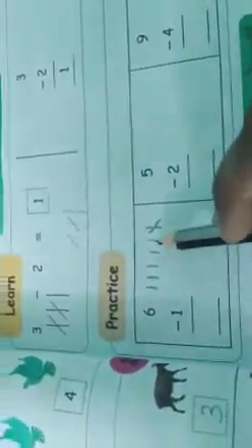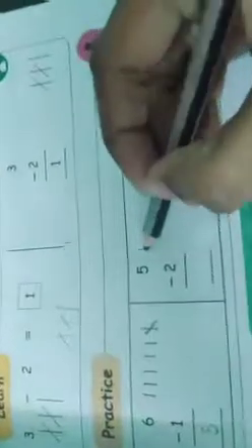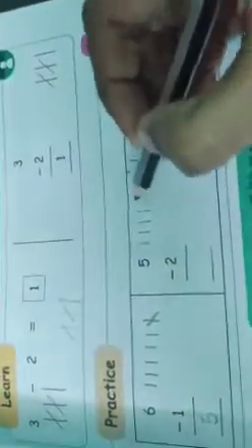So you remaining how many lines are there? 1, 2, 3, 4, 5. So 5 is the answer. Okay, va? Understood? Now 5. So draw 5 lines. 1, 2, 3, 4, 5.